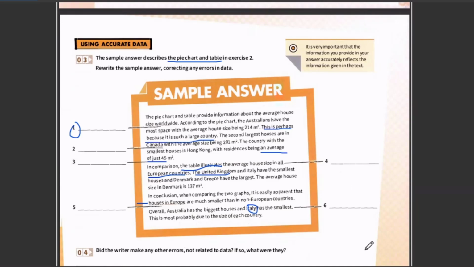And there is another one. This is most probably due to the size of each country. Last sentence. So these opinions should not be included because you are not sure of it. You're using perhaps and you're using most probably. In this task of describing diagrams and charts, you have to avoid putting personal opinions. So these two are personal opinions, right? This is perhaps because it's a large country. You are thinking that maybe this is because of this. And this other one, most probably due to the size of the country.